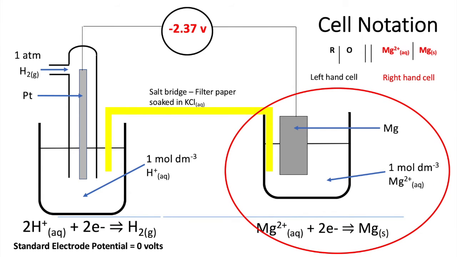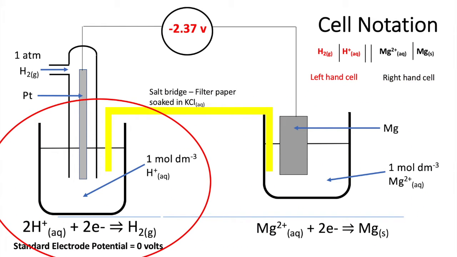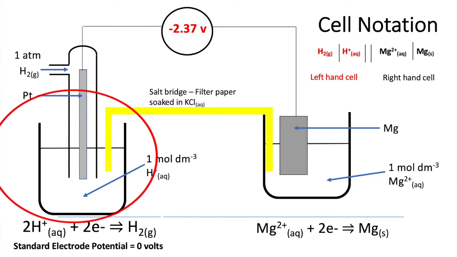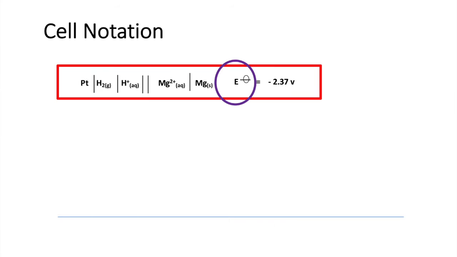Okay, let's look at the right-hand cell. If we were to show the right-hand cell using that cell notation, the oxidized species is Mg2+ and the reduced species is Mg solid. In our left-hand cell, the reduced species is H2 and the oxidized species is H+. But we have another issue: we haven't shown the platinum electrode. So we need to add an additional piece of information, and we do that by adding Pt and then another phase change toward the left-hand side. We would quote our standard cell potential as minus 2.37 volts, and we use the little circle with a line through it to show that these results would be obtained under standard conditions.